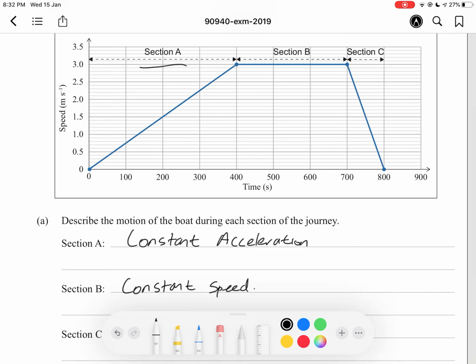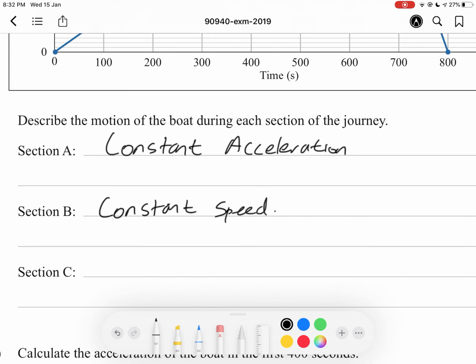Alright, section C is from 700 seconds to 800 seconds, and the speed decreases from 3 meters per second to 0 meters per second. Because the speed decreases over time, this is a deceleration. Also, this is a straight line, which means the deceleration is constant. So for section C, we're going to say it's a constant deceleration.